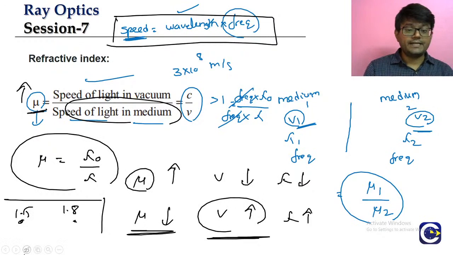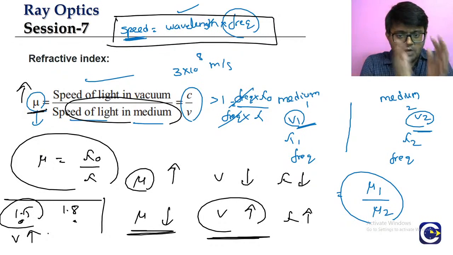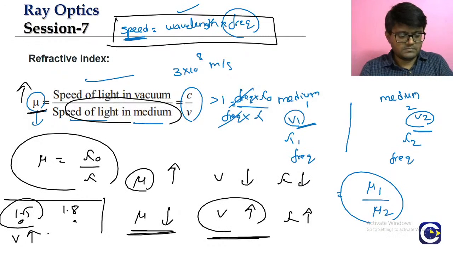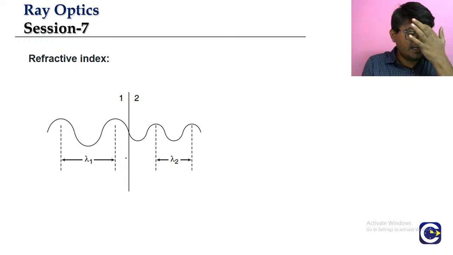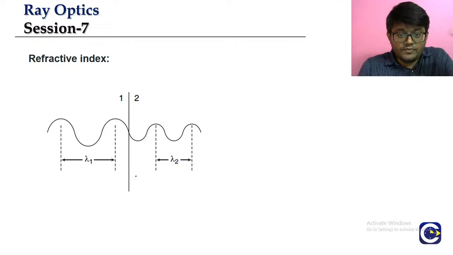1.5 and 1.8, where the mu value is lesser in the 1.5 case, right? Which means what? In this medium the speed will be higher. So this is how we will understand the relation between the properties of the light when it is moving from one medium to another medium. Now let us look at it in terms of the understanding of why this bending of the light is happening when it is moving from one medium to another medium.